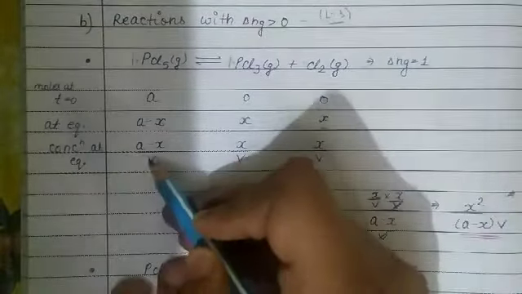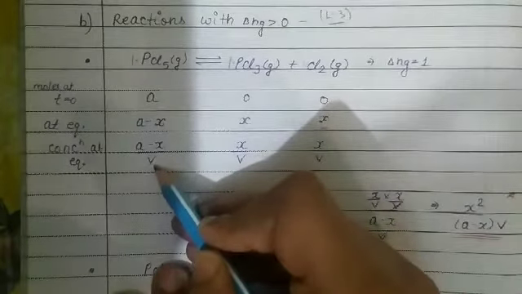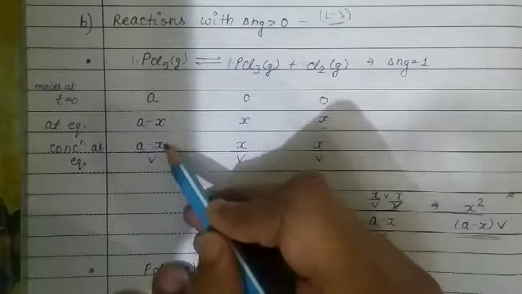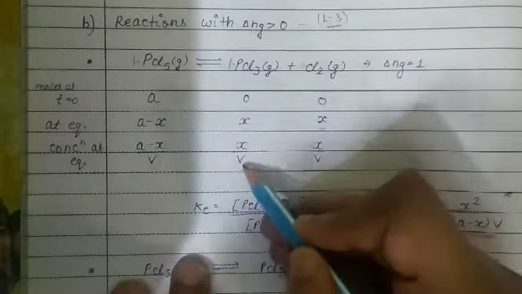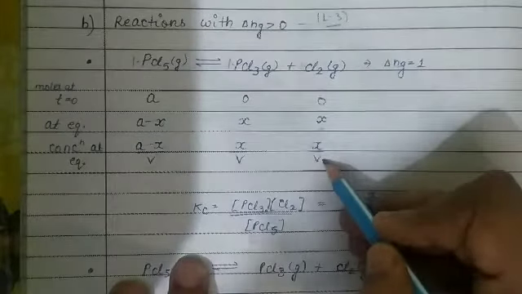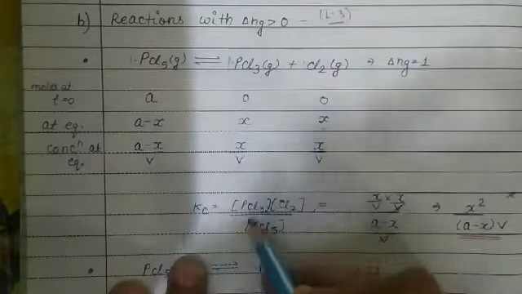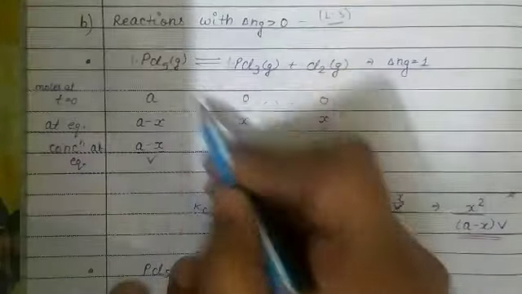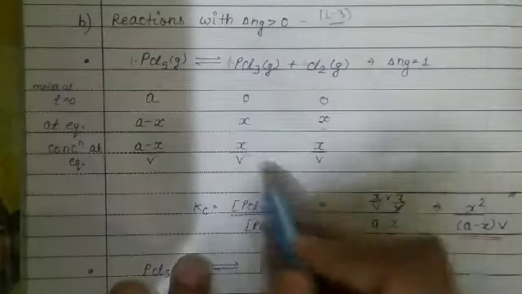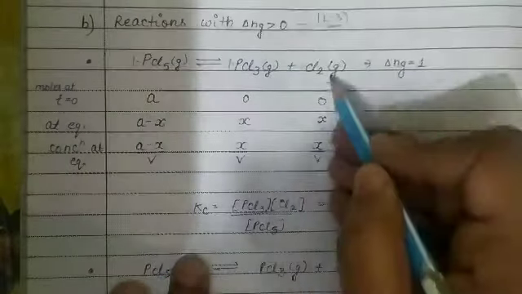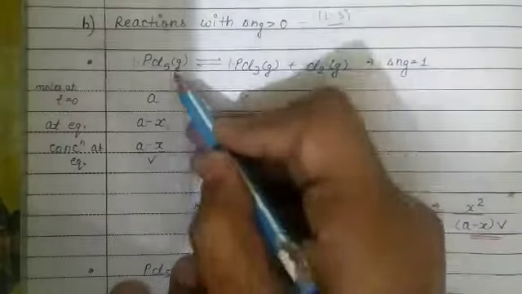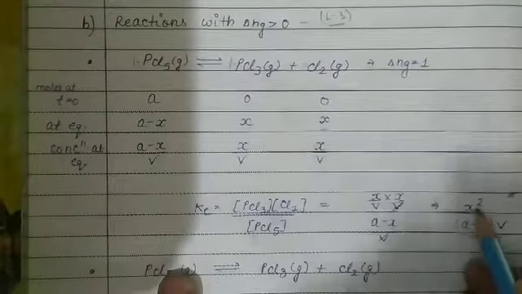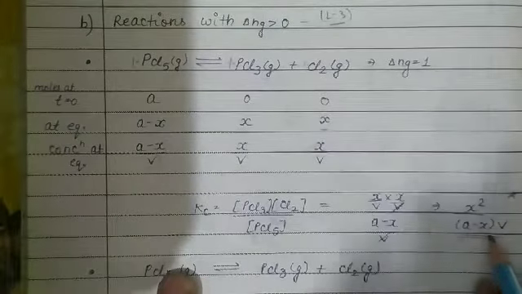As we know, concentration is number of moles per unit volume. The reaction is taking place in a container of volume V. Now Kc is concentration of PCl3 into concentration of Cl2 divided by concentration of PCl5. So it will be X upon V, concentration of Cl2 is X upon V, and concentration of PCl5 is A minus X upon V. On solving, X square upon A minus X into V.